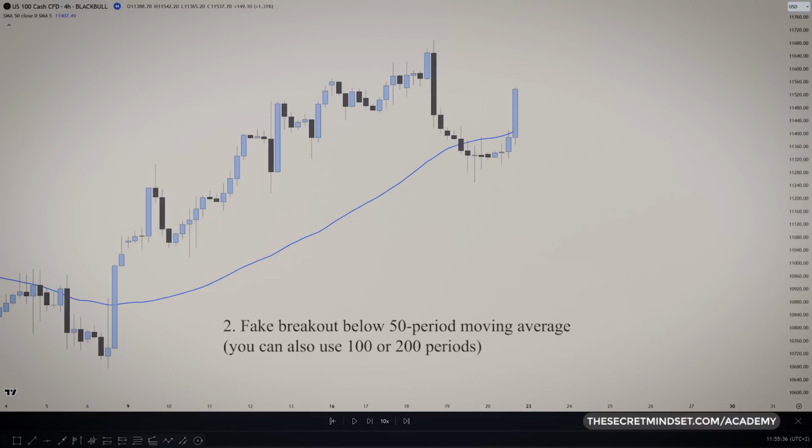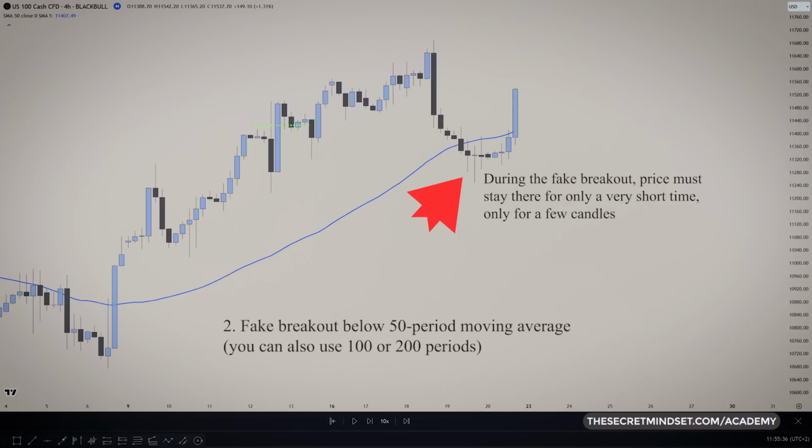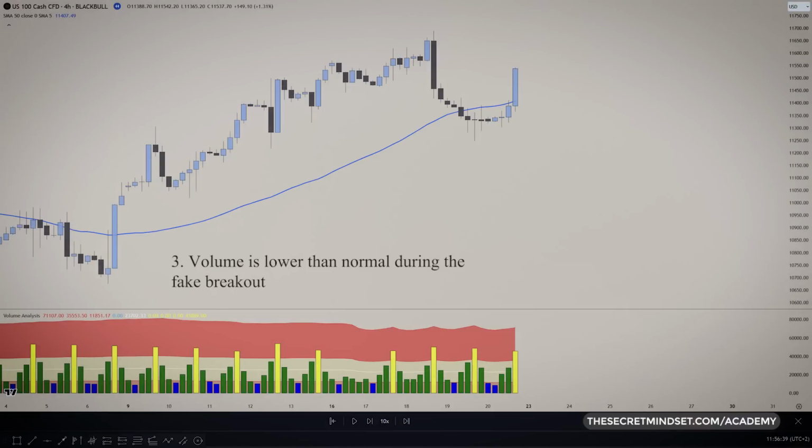Once a strong trend is in place, I'll monitor the moving averages. Usually, a 50 period is all I need, but you can select any period you want. Just make sure you use a common one, like the 20, 100, or 200. I'm looking to see if the price crosses above or below that average line, but stays there for only a very short time, only for a few candles. That's a red flag. It might be a false breakout. The next thing I check is the volume. On a real trend change, you'd expect volume to spike as more orders pile in. But with a false breakout, volume is often lower than normal.